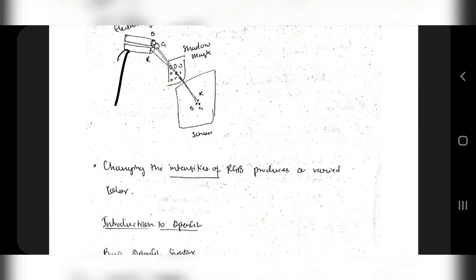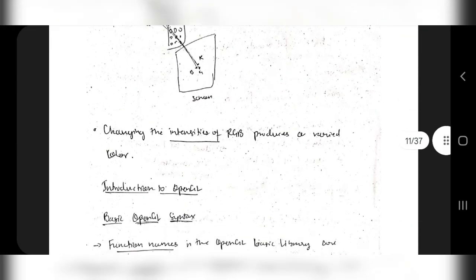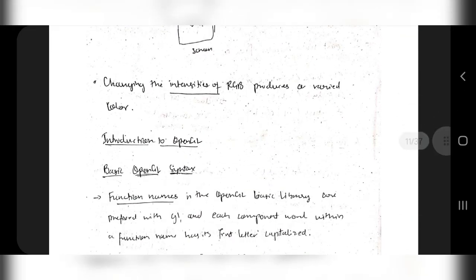Basically, three guns will be there and the shadow mask will be there. The light will pass through it, it will calculate the average color, and that will be displayed here. If you see from far, it will look like that same color. Okay, so those are the devices and the techniques which are used to display the colors.